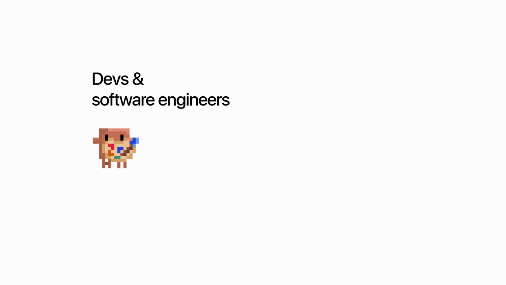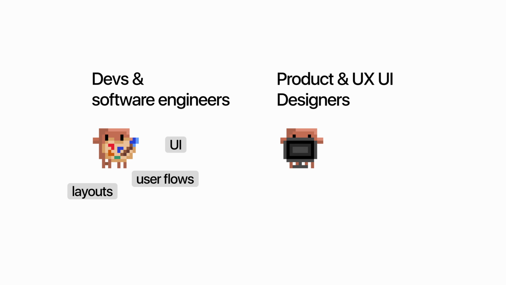And here's something worth saying upfront, especially for product and UX UI designers. Most developers and software engineers use AI for the design side, the UI, the layouts, and the user flows. Product and UX UI designers already know how a product should look and feel. We're using AI to handle the code, not the product thinking and the design knowledge behind it. And I think that's one of the bigger advantages you can have right now.